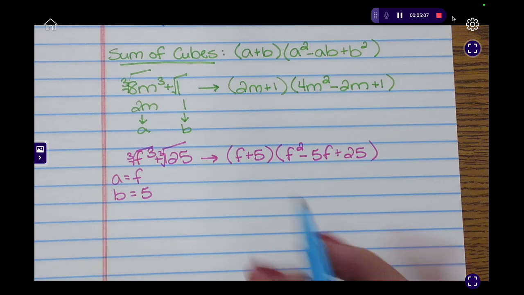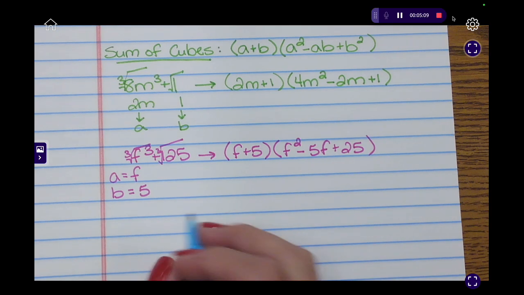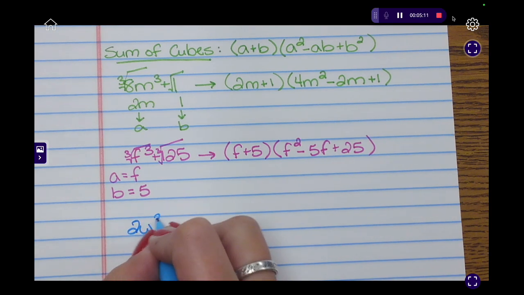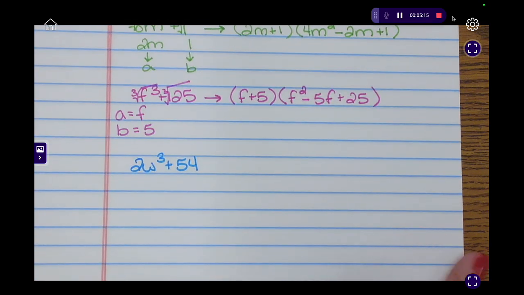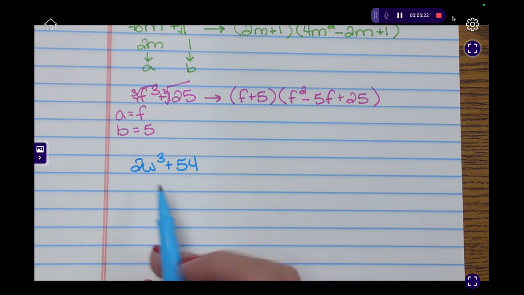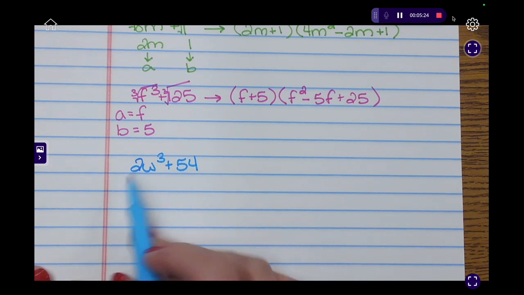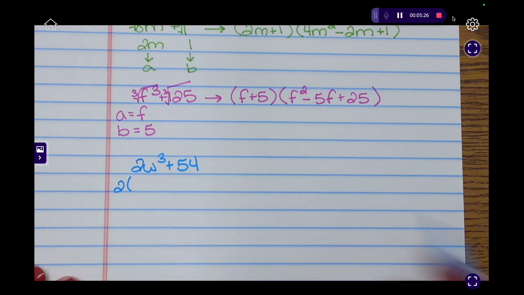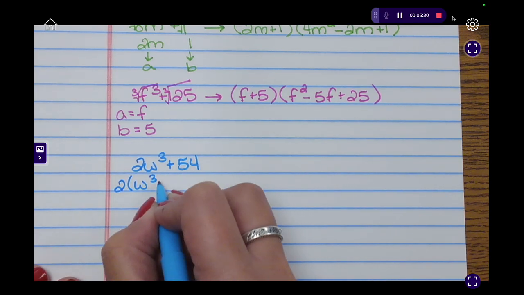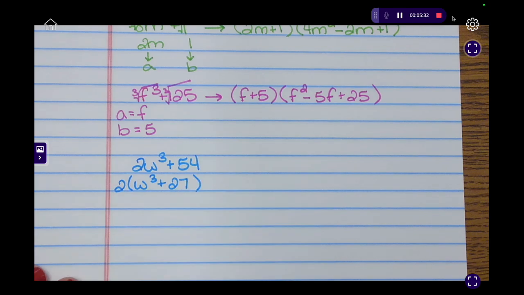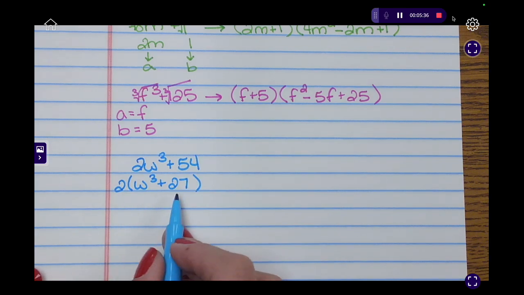Now looking at this next one, we're going to do one more with this. So if I look at this one, 2w to the third plus 54. Okay, so remember, no matter what I'm factoring, I do always want to look for a greatest common factor first. So if I notice for this one, they are both divisible by 2. So I do want to take out that greatest common factor first. So this is going to leave me with w to the third plus 27. Okay, so now I have right here a sum of cubes.